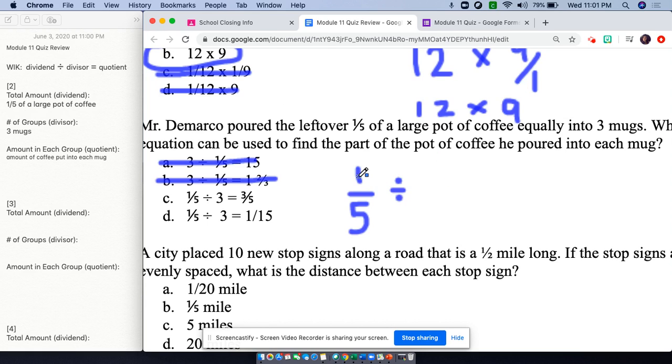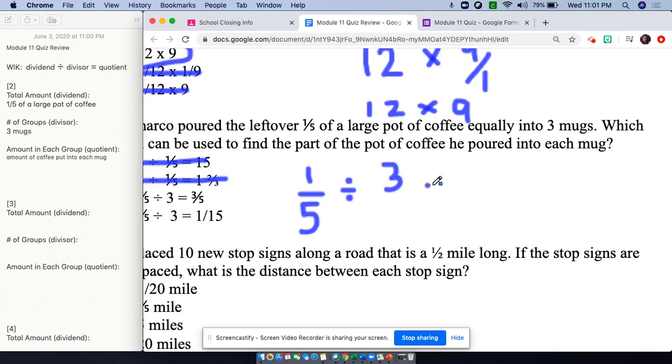Okay, so I have 1/5 divided by the 3 mugs. Okay, I'm taking that 1/5 amount of coffee, dividing it equally into the 3 mugs, and that would give me my answer, which is what I'm looking for. Okay, I'm going to put Q for now to represent my quotient.